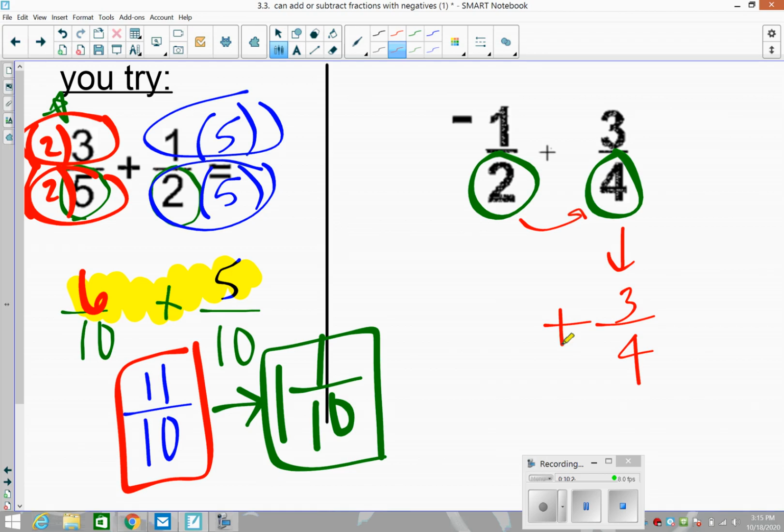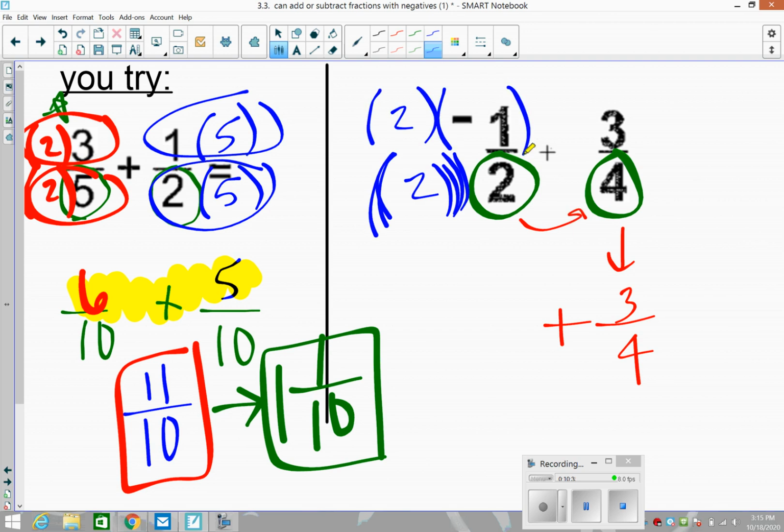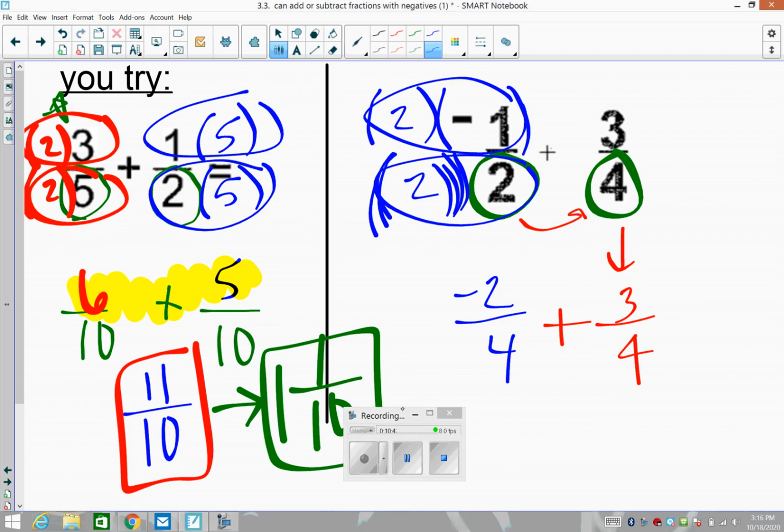So now, on the left-hand side, we need to make this a 4. We're going to multiply that by 2. That's my 4. I don't know why I made 6 parentheses there. Copy, paste to the top. Multiply the top. Make sure you're multiplying, not adding. You're multiplying the top. That gives me negative 2. Cool. Over 4. Cool. Now, we have that common denominator.